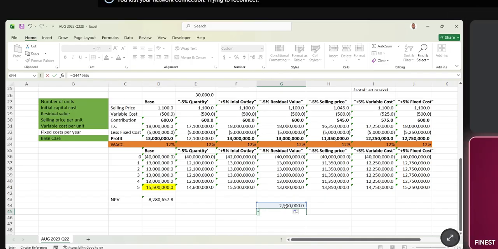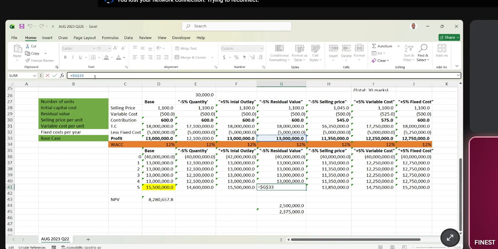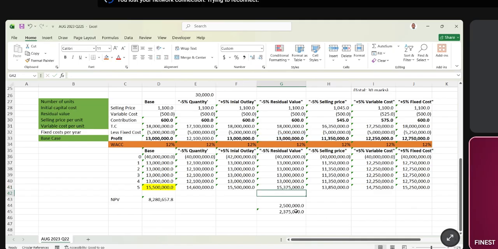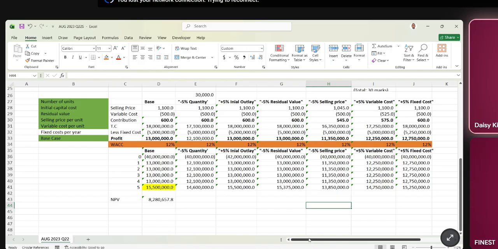So I'll get 2375. So kwa hii cash flow ya mwisho, I will have to add it back, this 2375, like that. And everything remains to be the same. It's okay. Thank you. Okay, good.